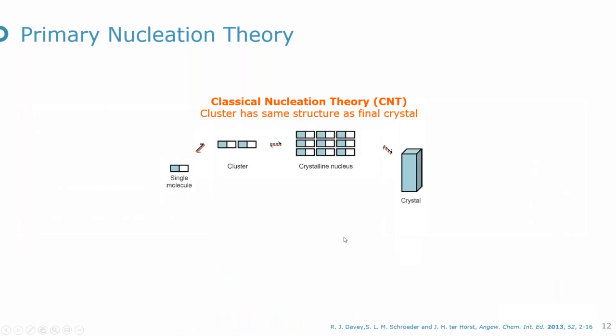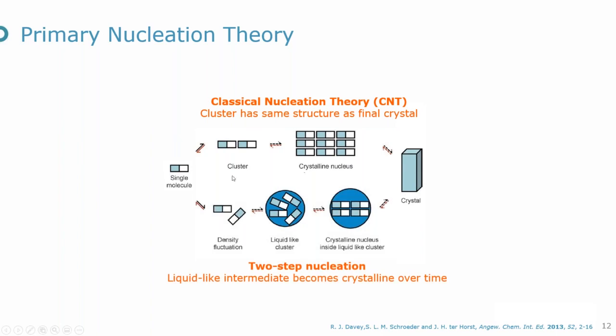So what's the theory behind primary nucleation? Primary nucleation has, in principle, two theories. The oldest one is classical nucleation theory. It's actually a quite simplified theory, but in some cases it works to explain roughly the outcome of the experiments. It describes a single molecule that becomes a cluster in solution, finally a crystalline nucleus, and in the end, a full-grown crystal. This theory takes into account that the cluster in solution has the same structure as the final crystal.